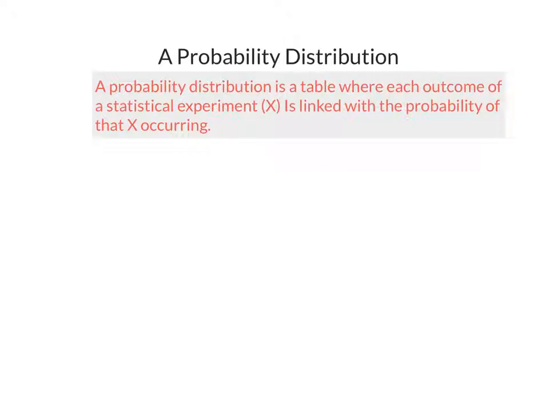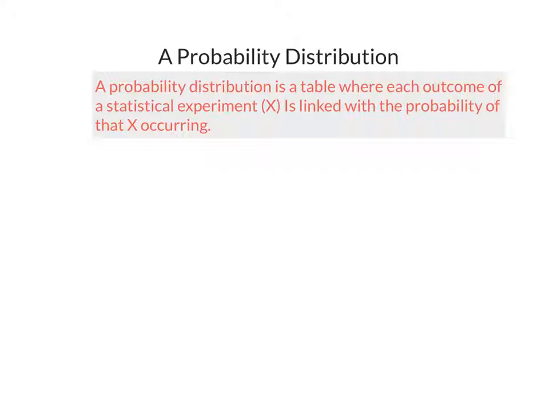Now let's take a look at probability distribution, and we're going to be dealing with discrete random variables here. A probability distribution is a table where each outcome of a statistical experiment, X, is linked with the probability of that X occurring. Think of flipping a coin 3 times and how many heads we get, which we saw earlier. We can get 0 heads, 1 head, 2 heads, or 3 heads. And we're going to look at the probability of each of those happening.